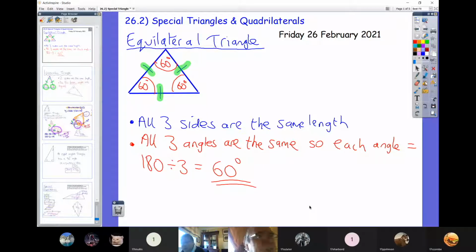So in some of the questions you're going to be looking at today, just look out for the fact you've got an equilateral triangle built into the question, and then you know that each of those angles is 60 degrees. So that's the first key one.